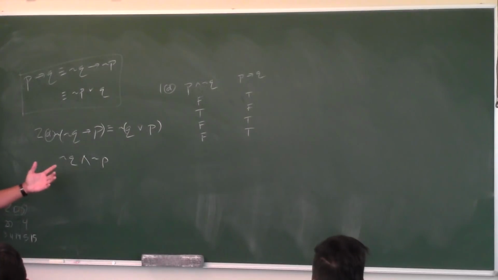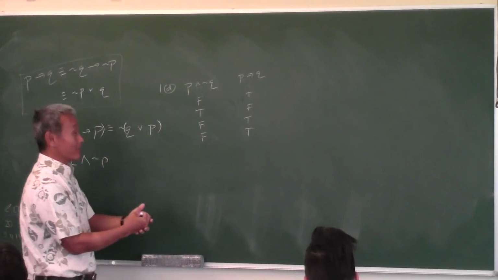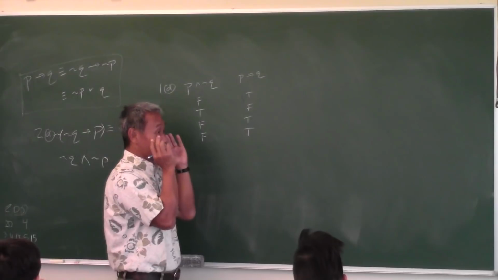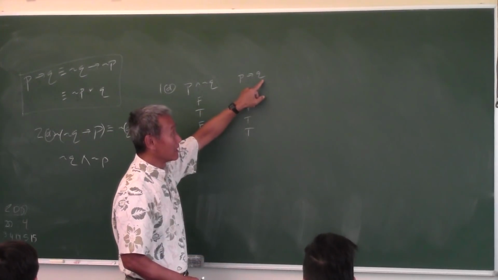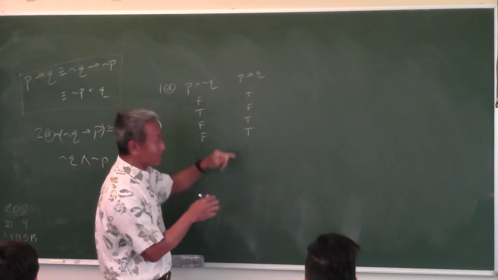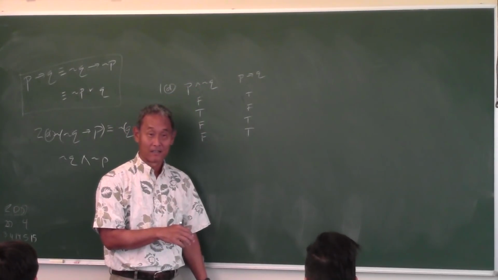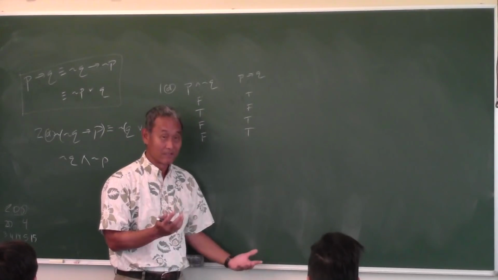Okay, you guys get it? Or you can just simply memorize. If you want to memorize, you can. The negation of gorilla implies banana is gorilla and not banana. It's up to you.